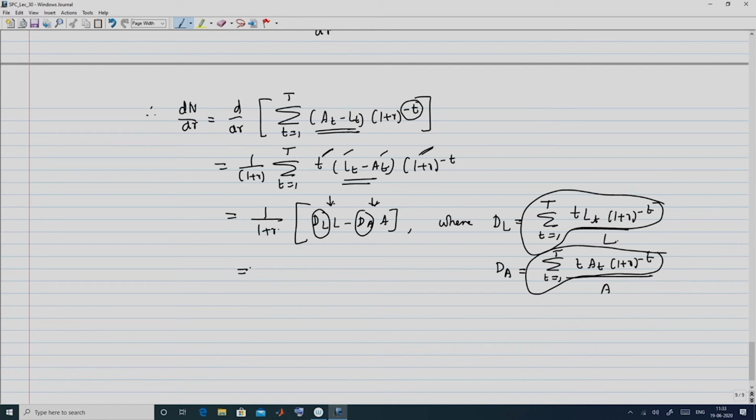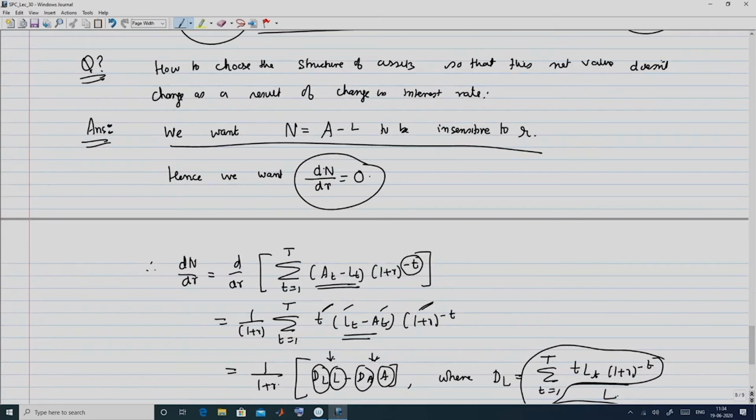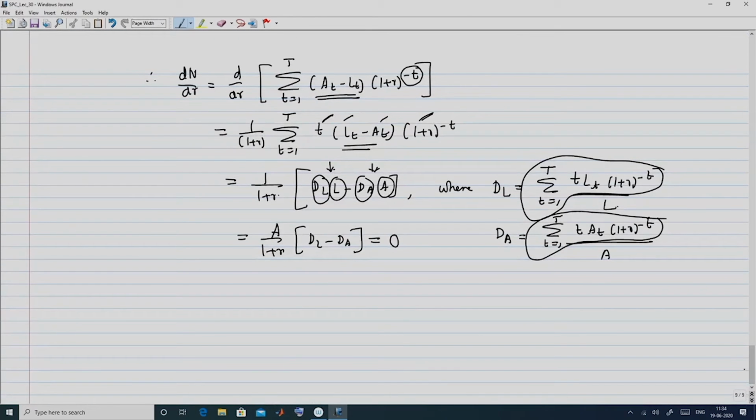Now, remember what we have. This is simply going to be A over (1 + r) into (D_L minus D_A), since my A is equal to L initially, and this has to be equal to 0. Remember that we need dV/dr to be equal to 0, and therefore we need D_L to be equal to D_A, so that we are going to have a matching of our assets and liabilities.